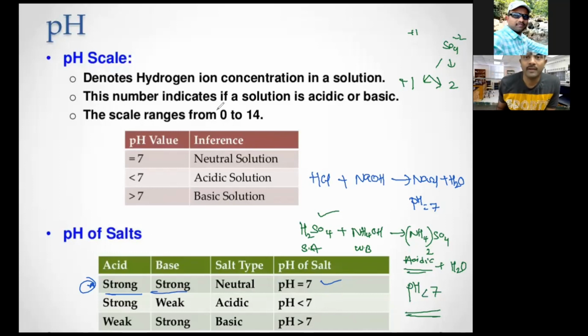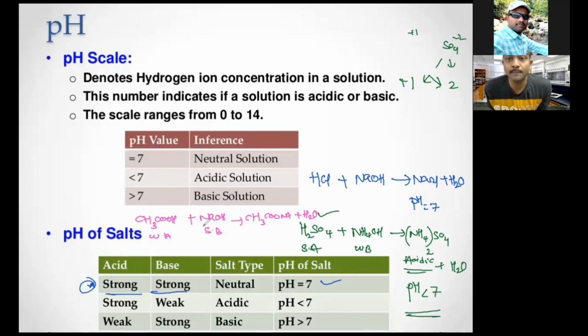Similarly, when a weak acid is added to a strong base. Tell one example for weak acid. Yes, a weak acid example is CH3COOH, right? This is a weak acid. When this weak acid reacts with a strong base, you take the strong base NaOH. NaOH is the strong base. What is the salt you will get here? You will get sodium acetate, CH3COONa, plus water, right?